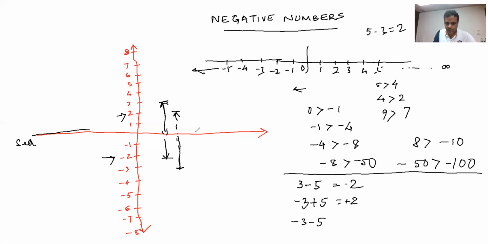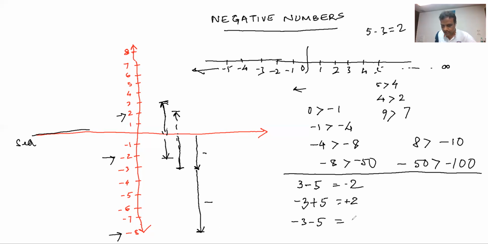Third example, -3, -5. Again, I follow the same rule. -3 means I will go down up to -3. I have reached here. Then it says go -5 more. So I go 5 units more and reach here. See, this is minus. This is also minus. I am going in the south direction. And so I have reached -8.